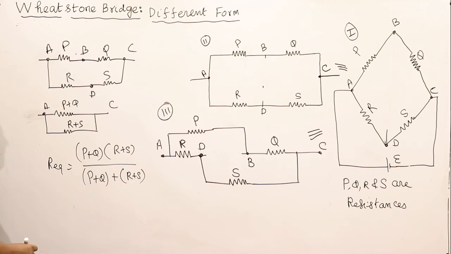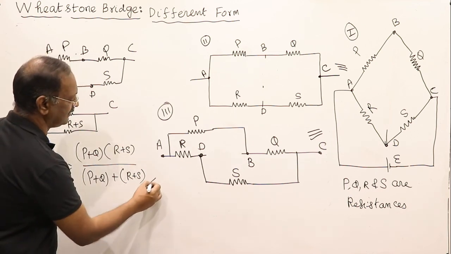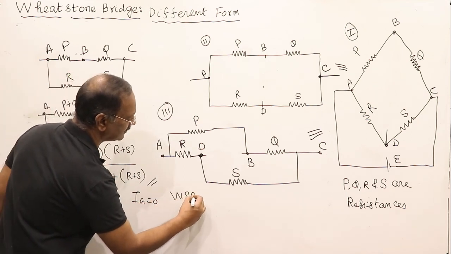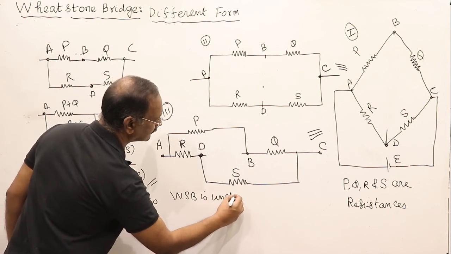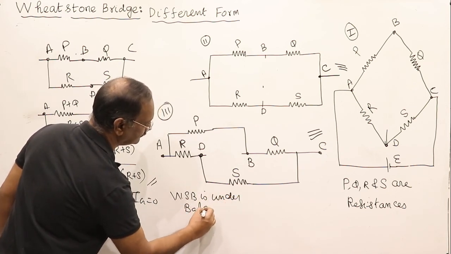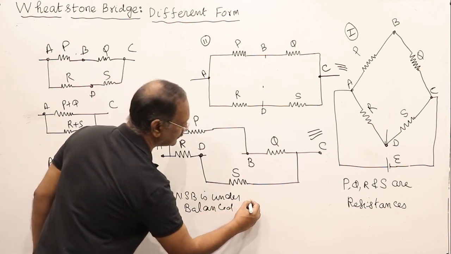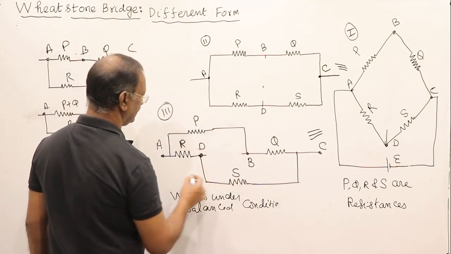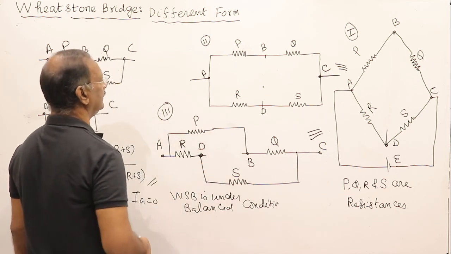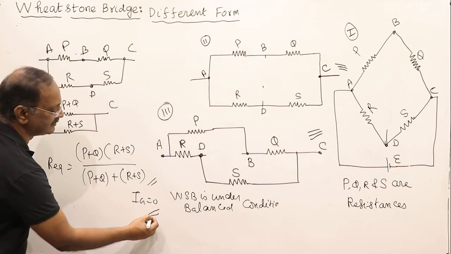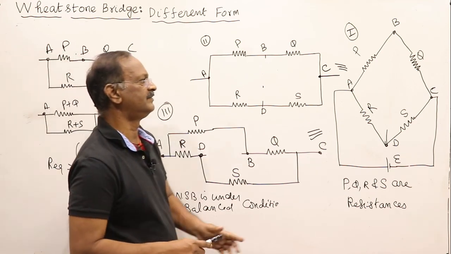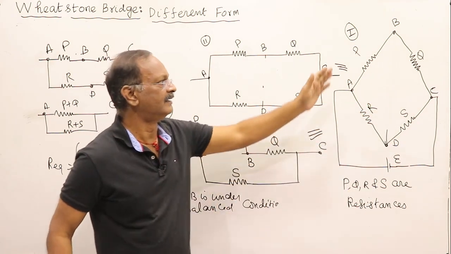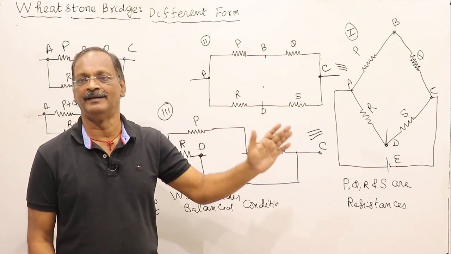This is the equivalent resistance of this Wheatstone bridge when Ig is equal to 0, that is, when the Wheatstone bridge is under balanced condition. See here, these and these are in series, these and these are in series, and both are in parallel. So this is the net resistance of the Wheatstone bridge when it is under balanced condition. It means we can remove the branch in which the galvanometer is connected.